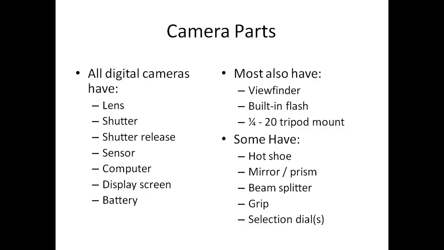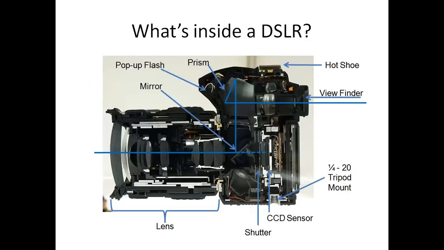So what are all the camera parts? All digital cameras will have a lens, shutter release, sensors, computer, display screen, battery. Most also have a viewfinder, built-in flash, and a tripod mount. Some have a hot shoe, mirror or prism, beam splitter, grip selection types. So what is inside the DSLR? We'll have a pop-up flash, prism, mirror, lens, CCD sensor, hot shoe, viewfinder, and the tripod mount.